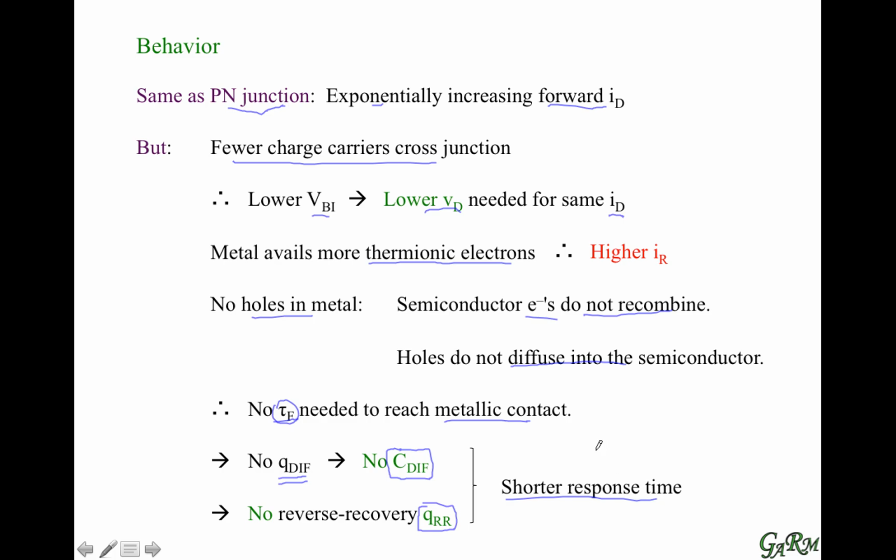So designers like Schottky diodes for those two reasons. First, it drops a lower voltage, so it dissipates less power. And then it requires less time to respond. The caveat here is that it does have some higher leakage current in the reverse direction.